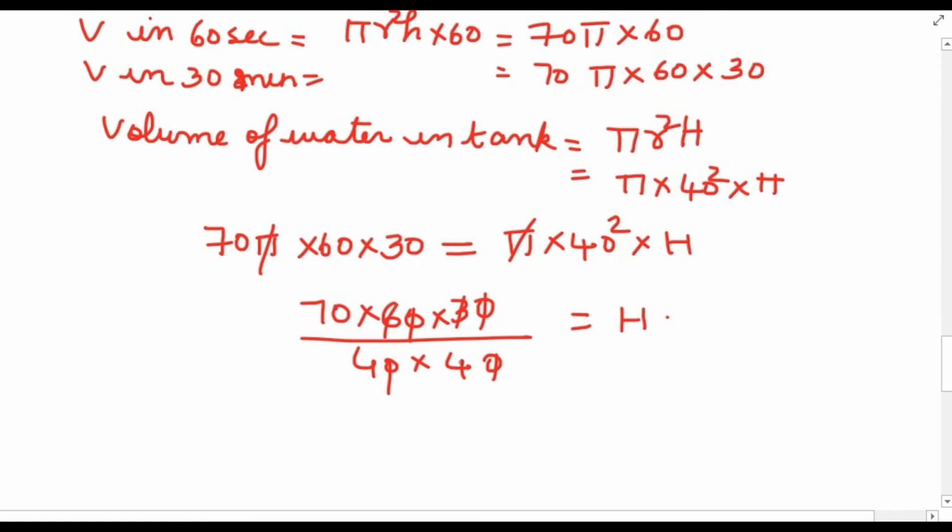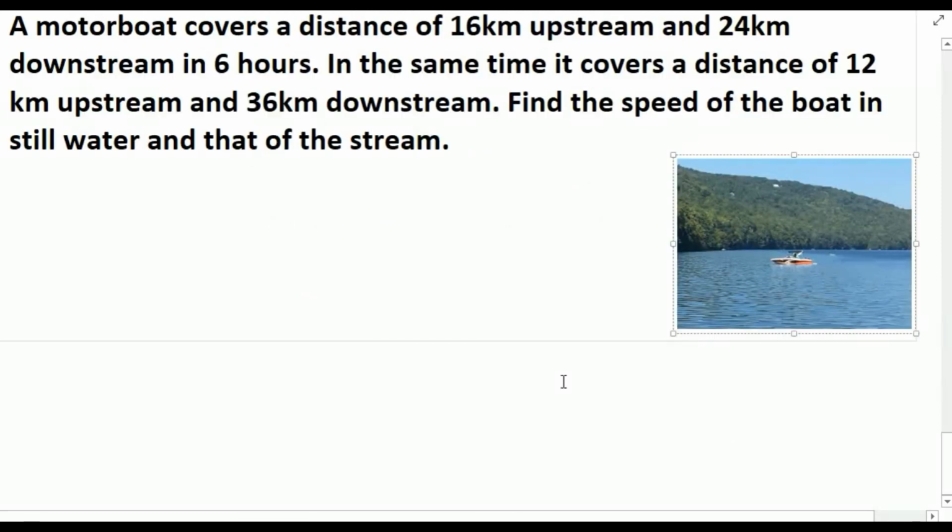Then 6 and 4, 2, 3 again. So when you simplify this, height will be equal to 78.75 centimeter. 78.75 centimeter. Next question.